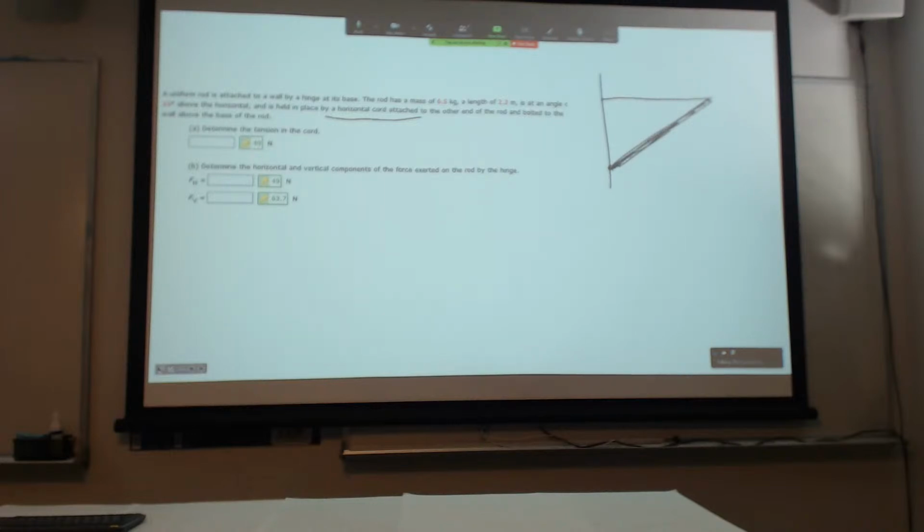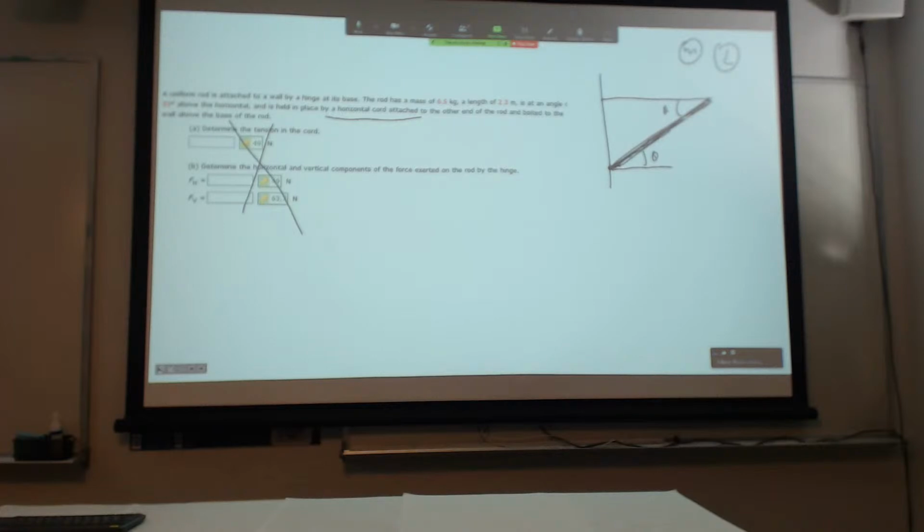And you know the mass, you know the length, the angle 33 degrees above the horizontal. So this is actually theta, which means this is theta. Well, we don't need this. It all gets determined automatically if we do it right.